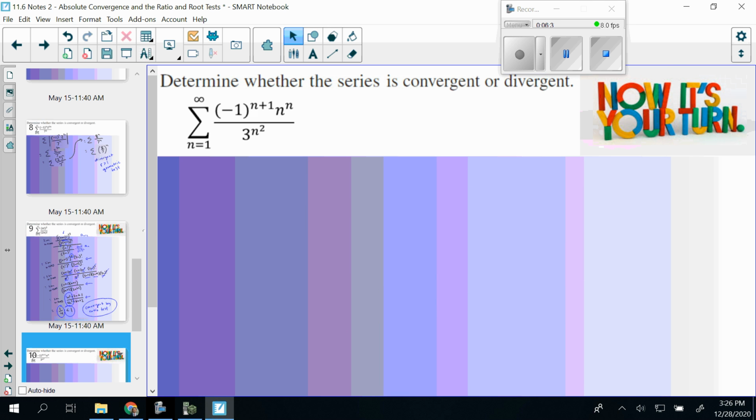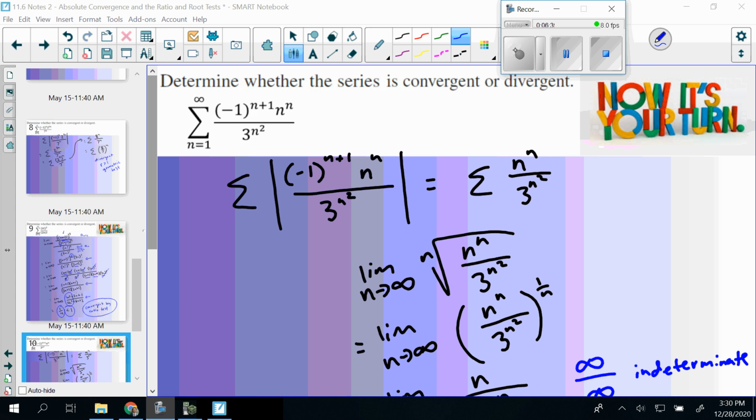I want you to try one more here. Test and see if you think this one is convergent or divergent. All right, let's take a look, see what you came up with.